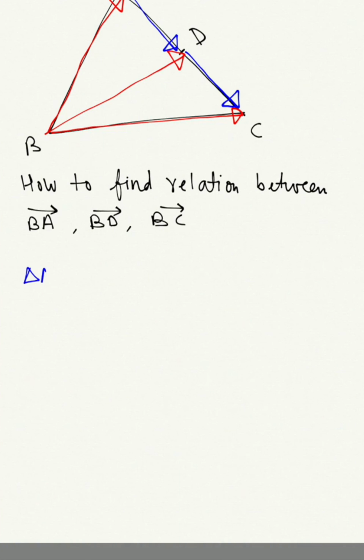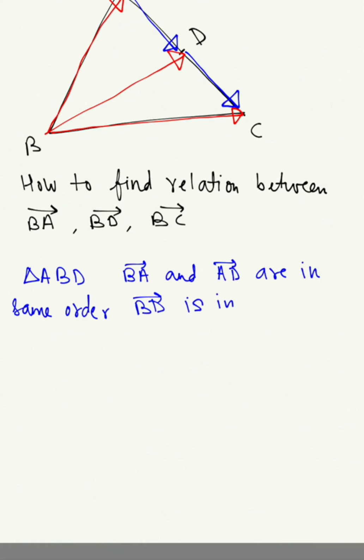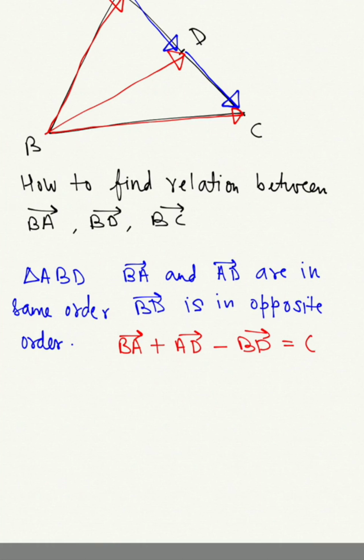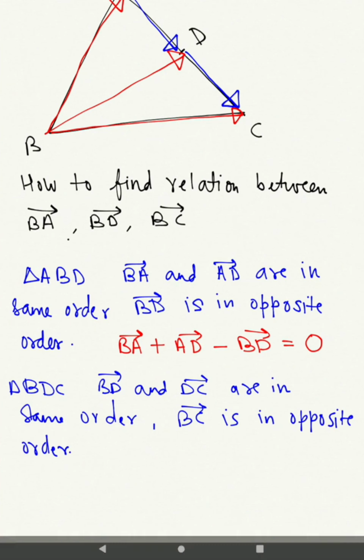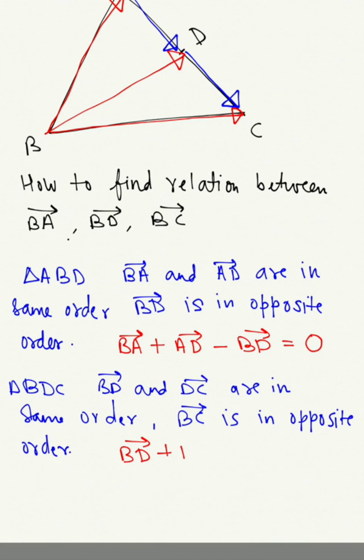Now if we look at triangle ABD, BA vector and AD vector are in the same order. BD vector is in opposite order. So we can write BA vector plus AD vector minus BD vector is equal to 0. For triangle BDC, BD vector and DC vector are in the same order. BC vector is in opposite order. So the relation between these three: BD vector plus DC vector minus BC vector is equal to 0.